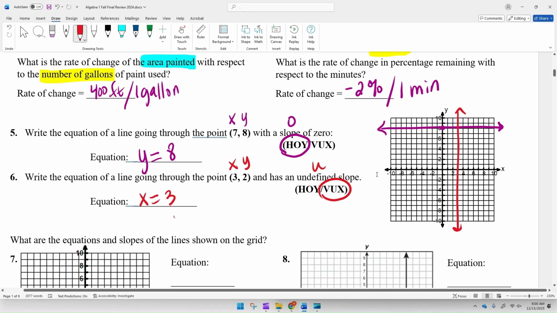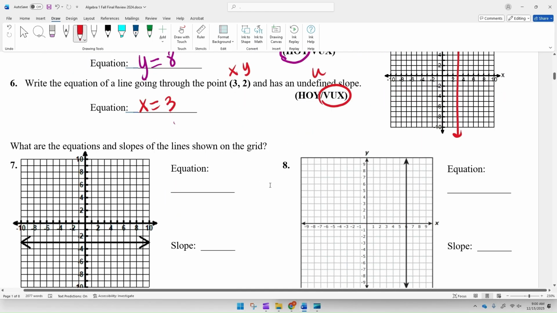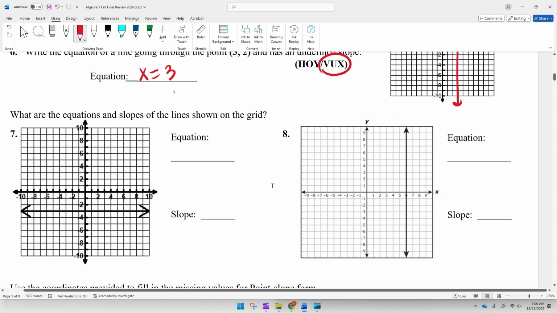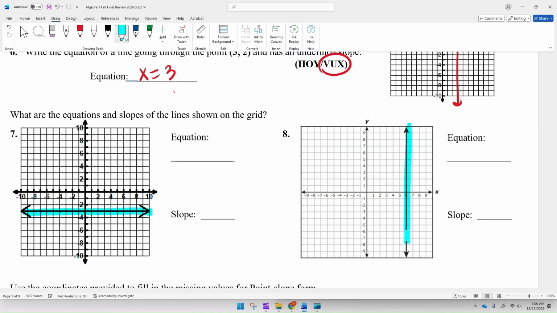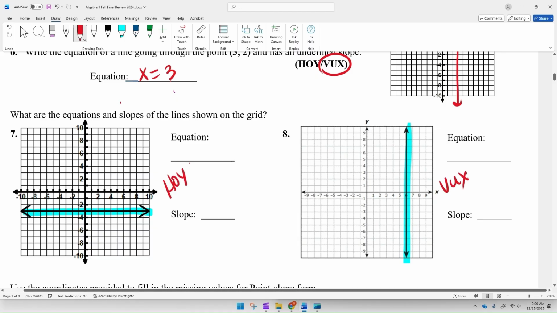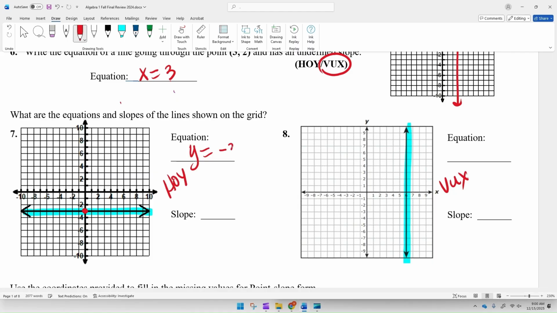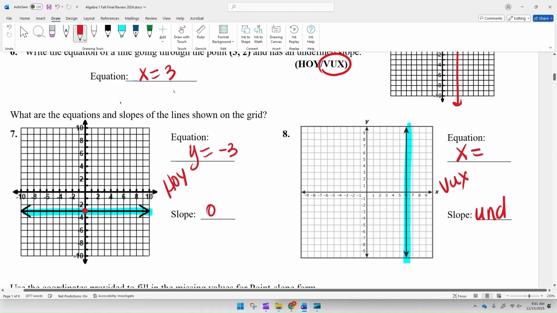So just remember Hoy Bucks and talk about writing 0 if we're looking for a 0 slope, or U for a vertical line. Okay, 7 and 8 are writing the equation when we have a vertical line or horizontal line. So we have a horizontal line there, we have a vertical line there. So we know that this is going to be Hoy, and this one is going to be Bucks. So my equation for Hoy is going to be y equals, what is the y-intercept there? The y-intercept is negative 3. We know Hoy is a 0 slope. Bucks, we have an undefined slope, and the equation is going to be x equals, our x-intercept is at positive 6.